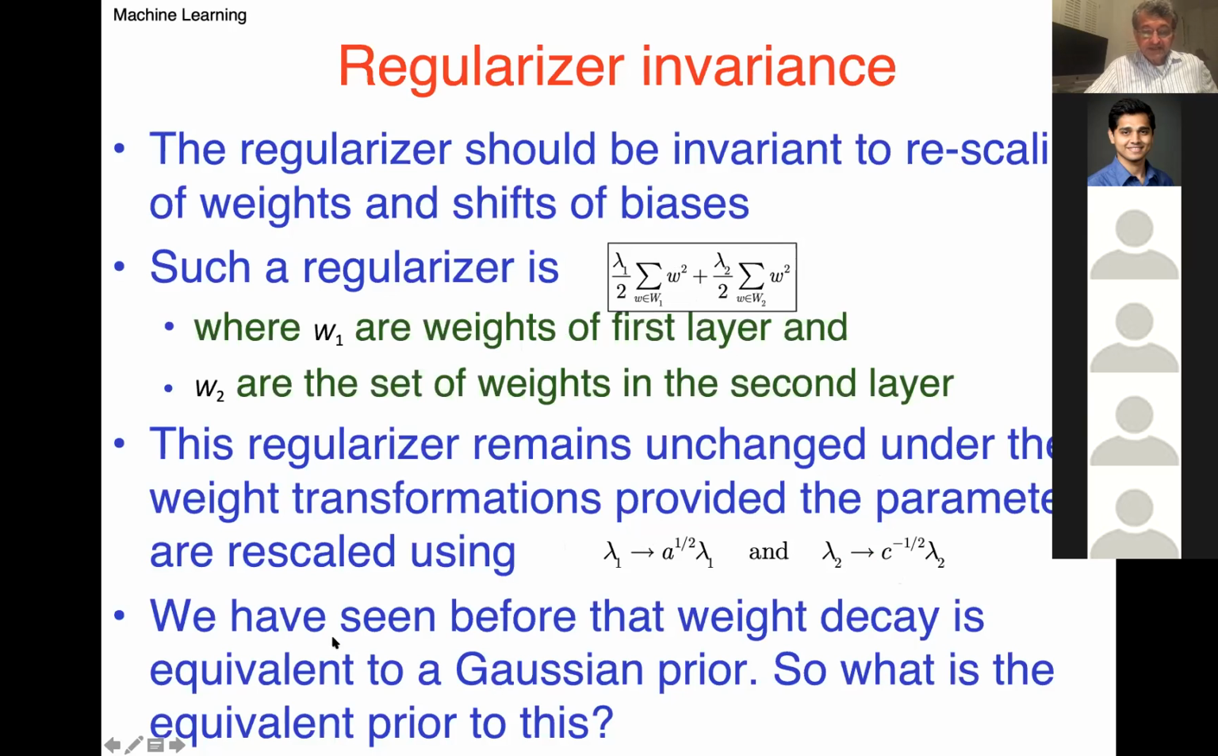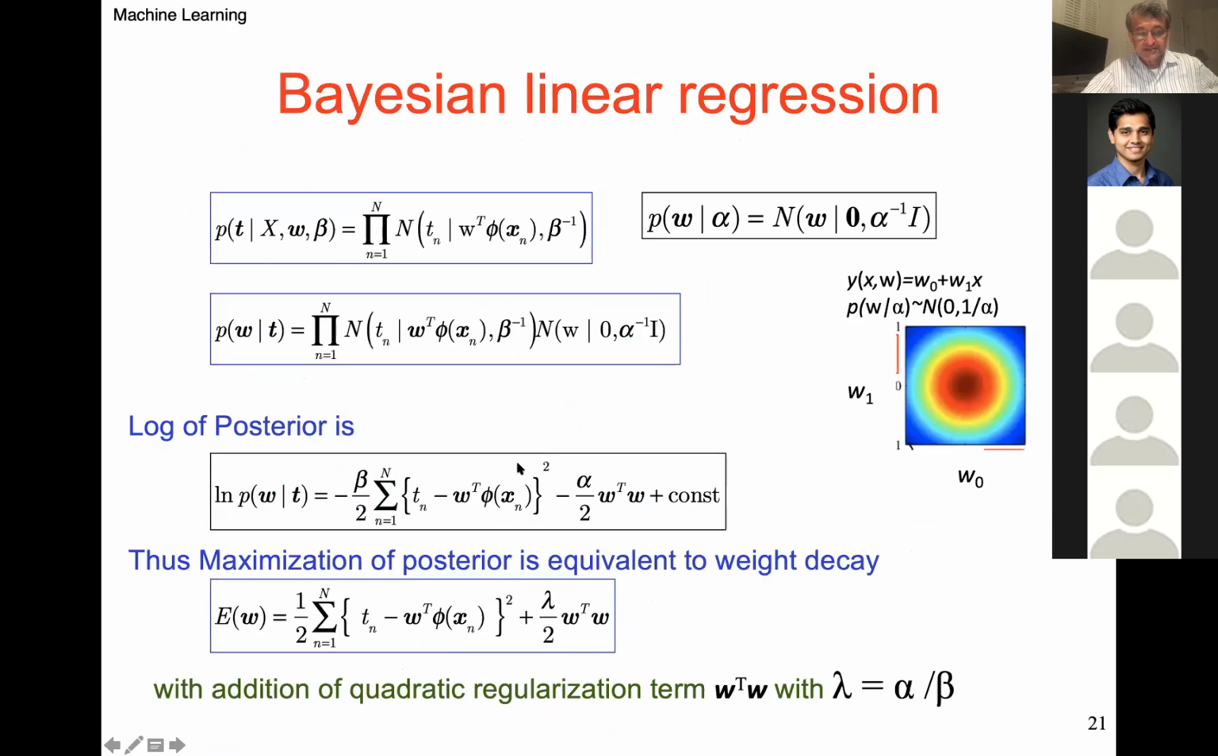Okay, there's something more needed here. So this is saying it's possible to build in invariance by handling the weight regularization judiciously, and not using a single lambda. This is the hyperparameter that's being used. All right, we've seen before that weight decay is equivalent to a Gaussian prior. So what is the equivalent prior to this?